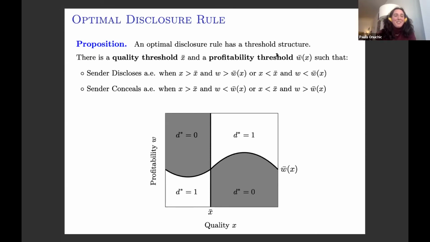Okay, so I disclose whenever both the quality component and the profitability component agree. So they're either both high or both low. And I don't disclose whenever they disagree, okay? And in particular, you can see here that while the quality threshold is just a number, the profitability threshold is actually a function, okay? So this W bar depends on what the X is.